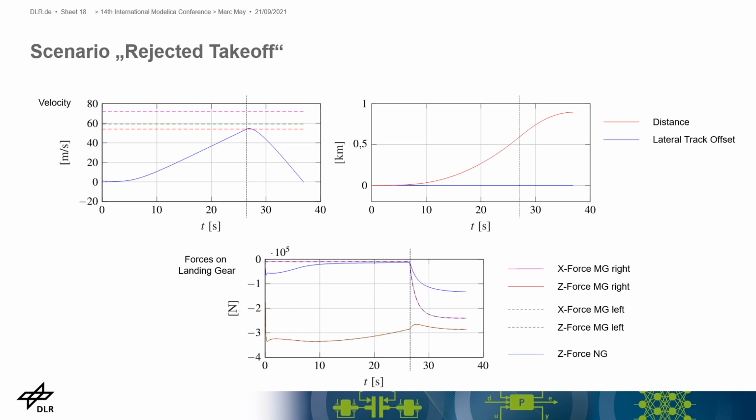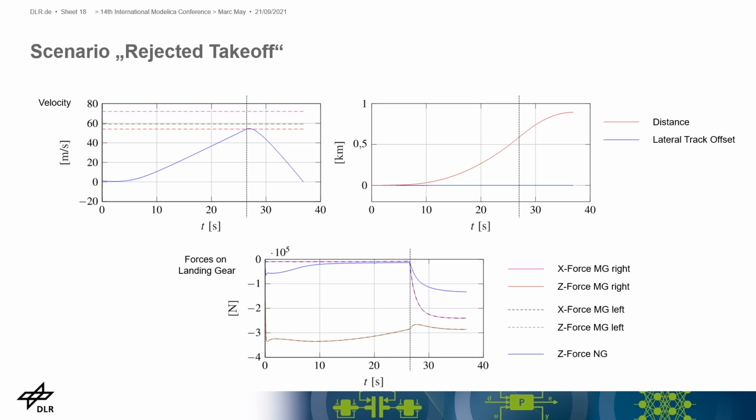This line indicates where the abortion of the takeoff in case of failure is still possible without exceeding the end of the runway. The auto takeoff controller accelerates until the decision speed is reached. At the vertical dashed line, the rejected takeoff maneuver is initiated, activating the brake and reverse thrust. A large amount of kinetic energy has to be converted to heat in the wheels and the brake system, causing high mechanical and thermal loads on the landing gear.